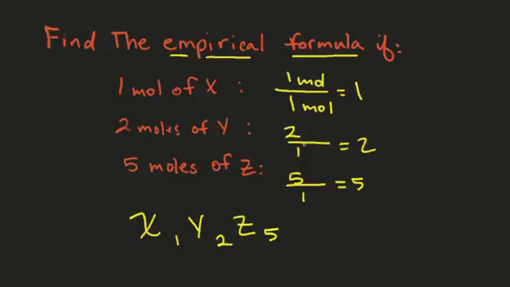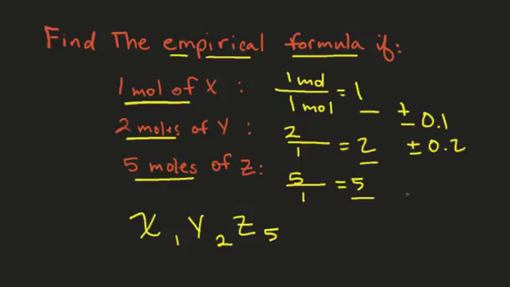Okay, so the point was just to illustrate, once you've got moles, divide by the smallest one. Make sure you're within that plus or minus 0.1 or 0.2, depending on what you're taught in class, range of a whole number. In these cases, I designed it to just give you whole numbers. And then those are your subscripts for your empirical formula.